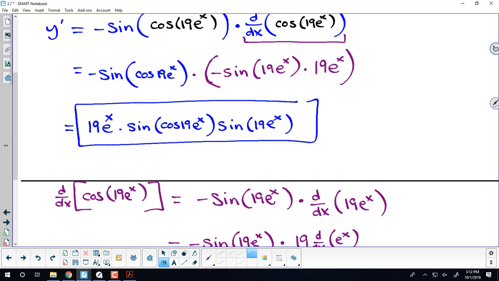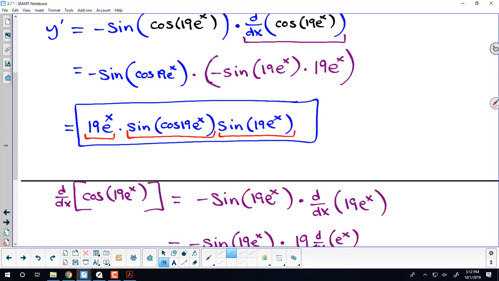Where did the negative sign go? There's a negative 1 here and a negative 1 here. Oh, yeah, that makes sense. Okay, so again, it's worth pointing out, this is one function, this is the other function, and this is the third function. So that's your derivative.